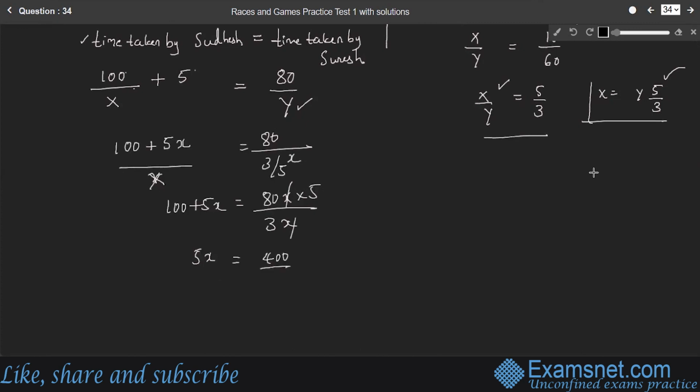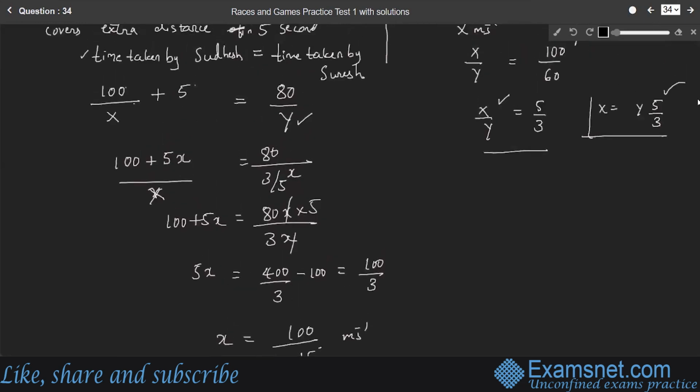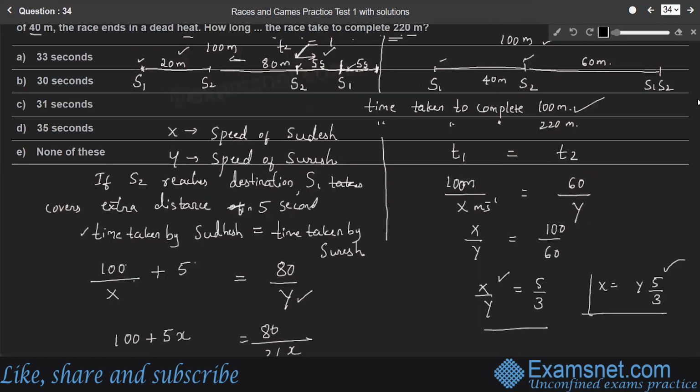400 by 3 minus 100. So on simplification, you will get 100 plus 5x, yes. So here 400 minus 300 is 100 by 3, right? Therefore, x is 100 by 3 into 5, which is 15, right? So which is meter per second. So first person's, that is Sudesh's, speed is 100 by 15 meter per second.